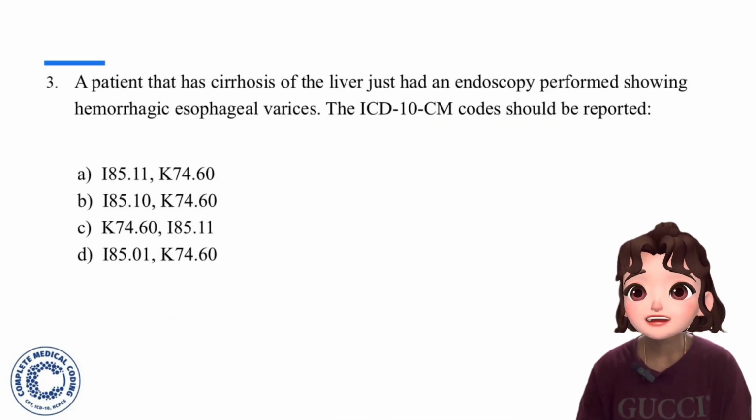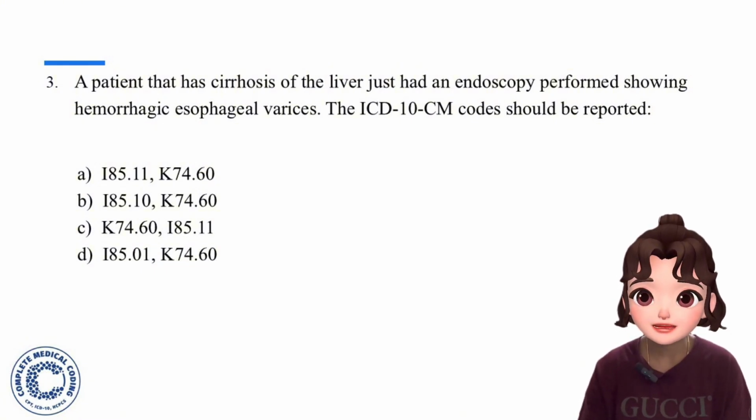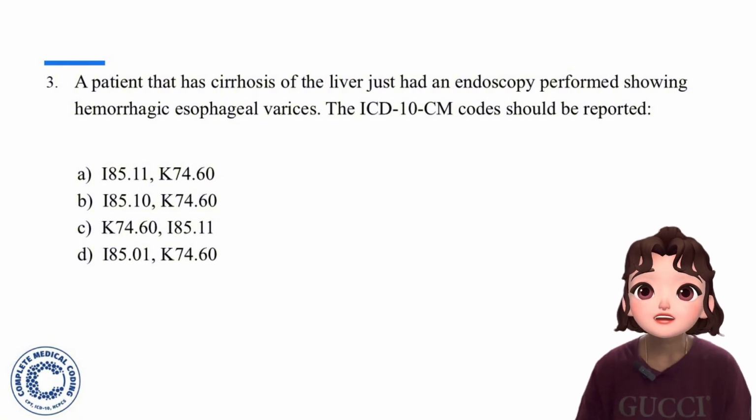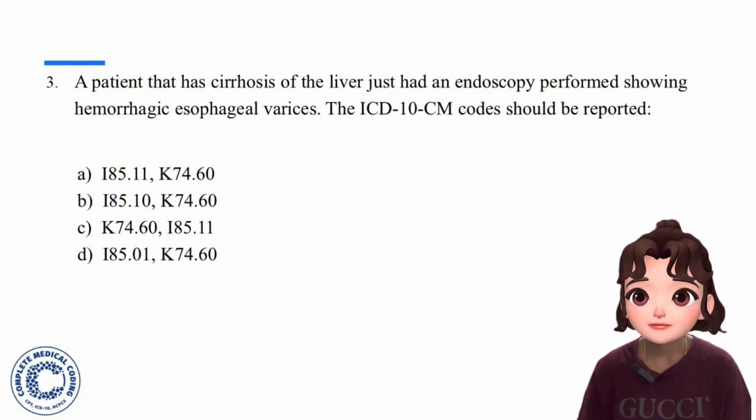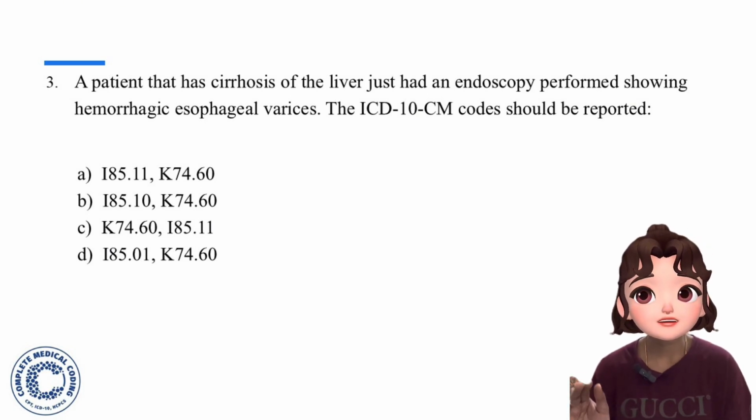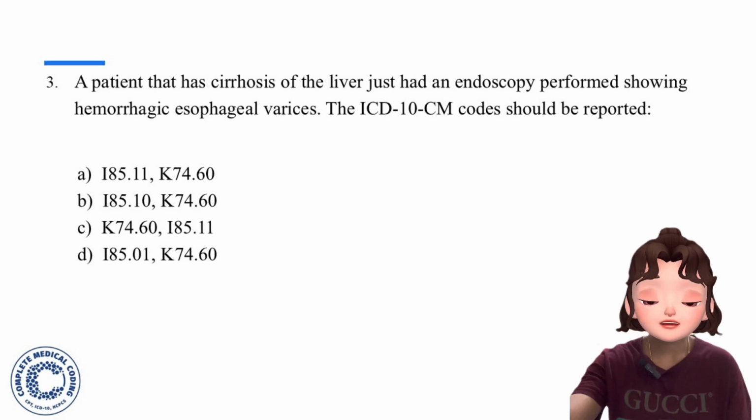A patient that has cirrhosis of the liver just had an endoscopy performed showing hemorrhagic esophageal varices. Which of the following ICD-10 codes should be reported? So here the patient has liver cirrhosis, and then the patient underwent endoscopy which shows esophageal varices. So esophageal varices also should be coded.